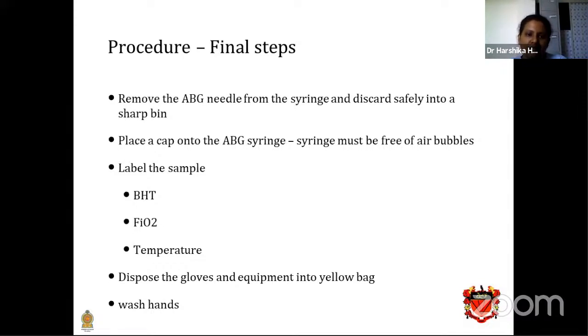Obviously, you have to mention the patient details: name, age, and the BHT, and also the patient's body temperature and the fraction of inspired oxygen. If the patient is breathing normal room air, FiO2 is 21% or 0.21. Likewise, you have to mention the oxygen concentration the patient is on.